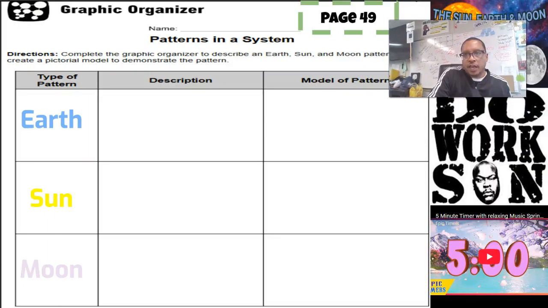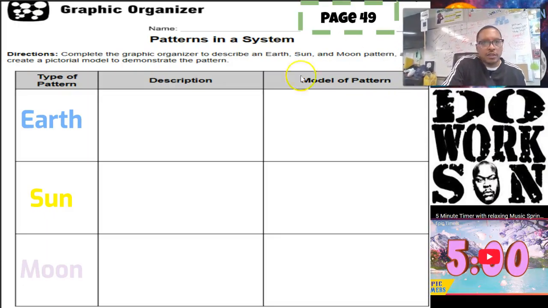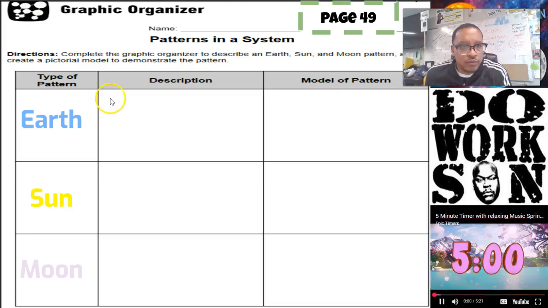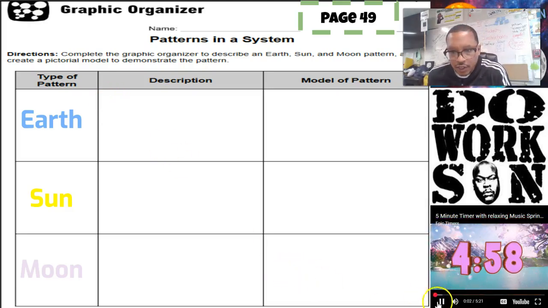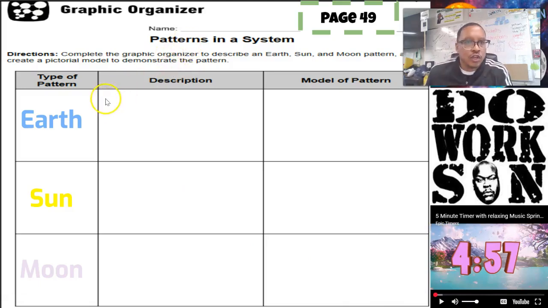All right, page 49. We are working on this. What it says is, complete the graphic organizer to describe an Earth, Sun, and Moon pattern and create a pictorial model to demonstrate the pattern, okay? So that is what we are wanting to do. First off, the description for the Earth. What is the Earth's pattern? What does the Earth do? It rotates.